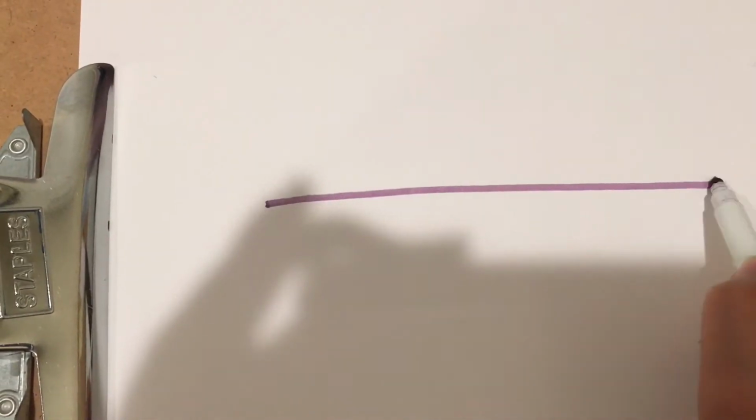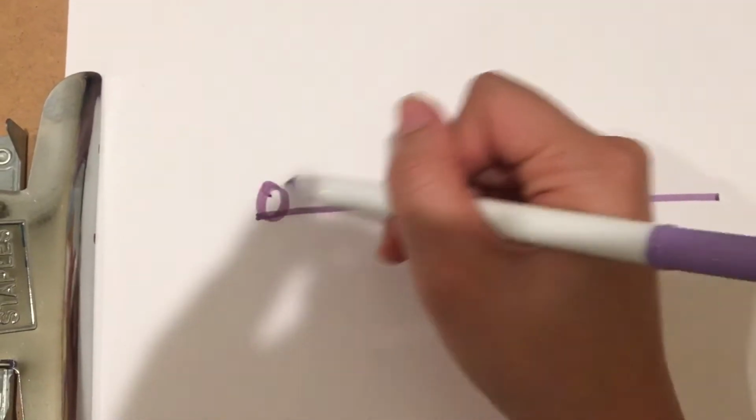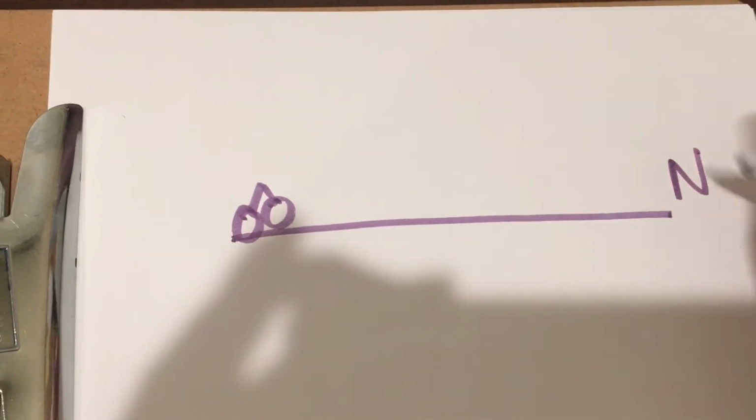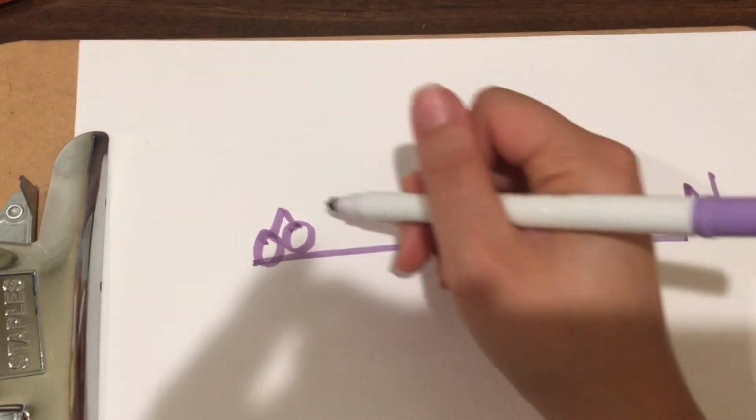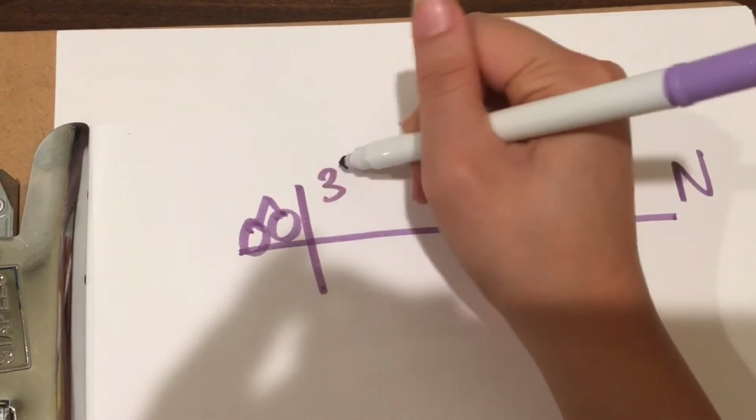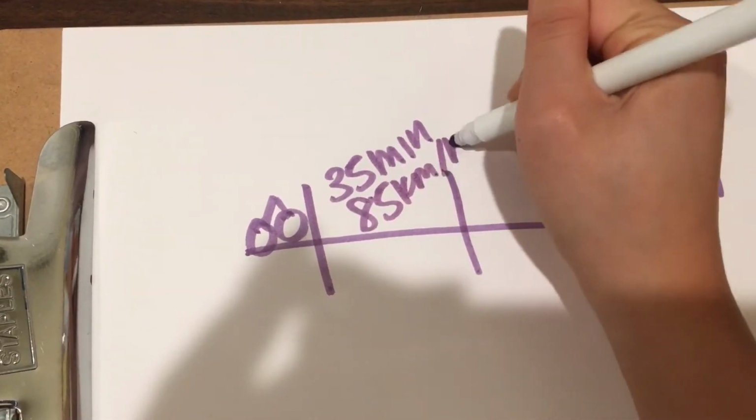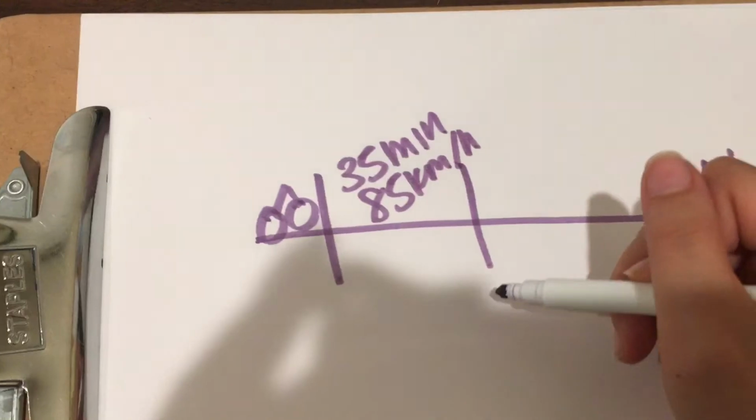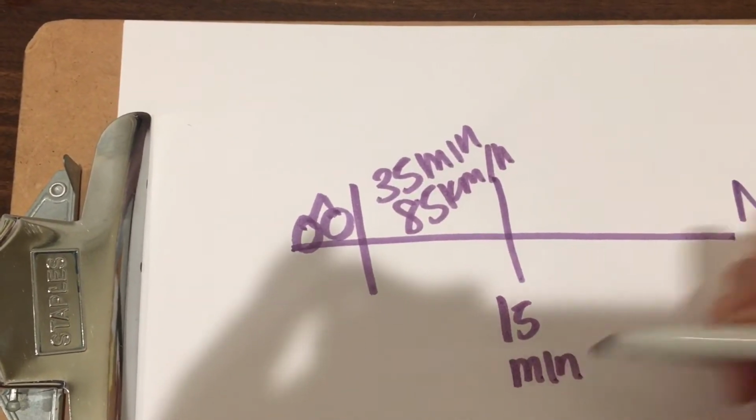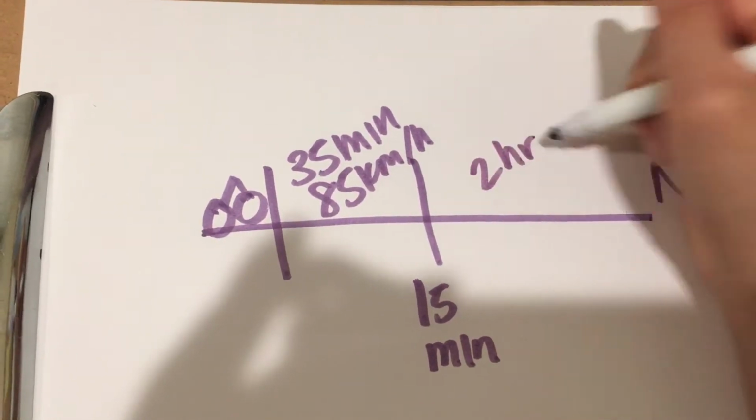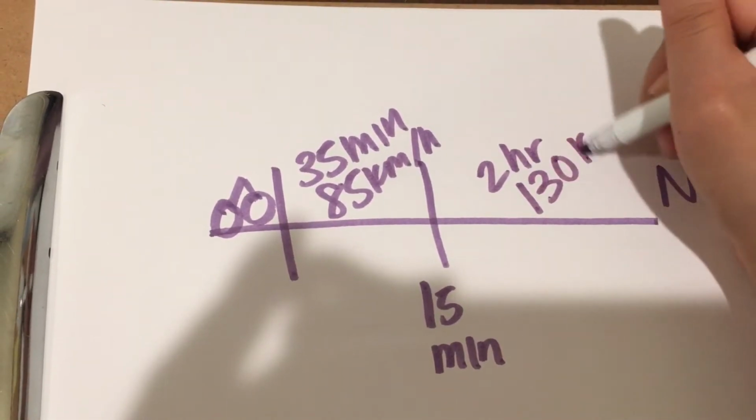For every problem we do, it's really important that we first start out by drawing a picture. So in this problem, we have the motorist, and this is the road, and the motorist is traveling north, so let's just indicate that there. For the first 35 minutes, the motorist is traveling at 85 kilometers per hour, and then the motorist stops and takes a 15-minute break. He then continues north again for 2 hours, traveling 130 kilometers.